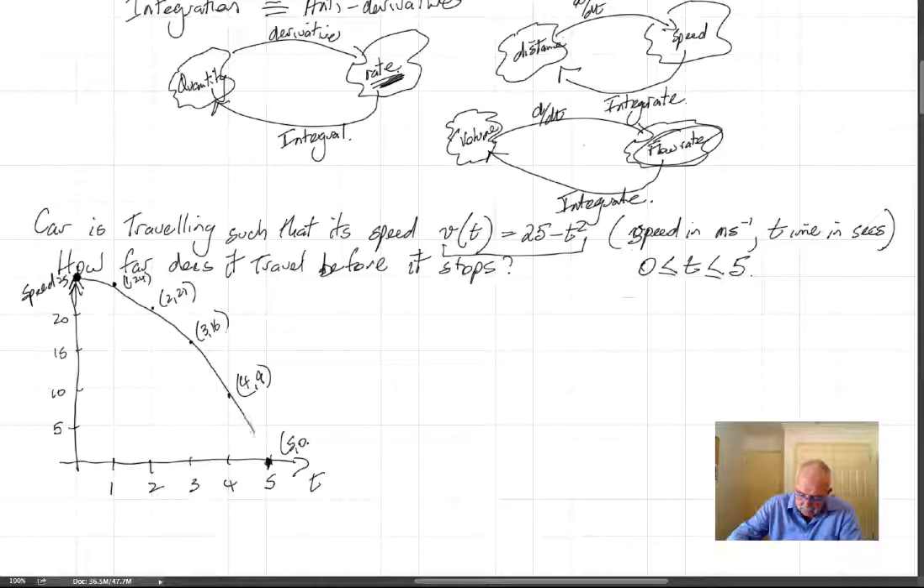So you can see that it's a parabola. You knew that already because 25 minus t squared is a parabola. Not a straight line. And we've got to calculate the distance it's travelled. Okay, well, how could we do that? Because this is a curve. We could actually just say, right, if it travelled at 25 meters per second for the full 5 seconds, we could say that distance equals speed multiplied by time.